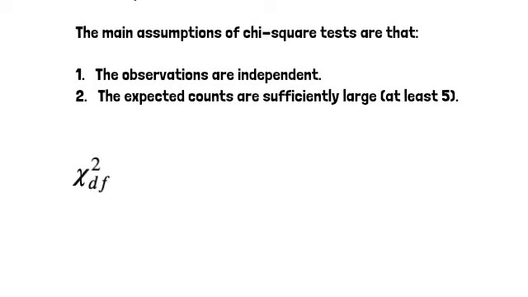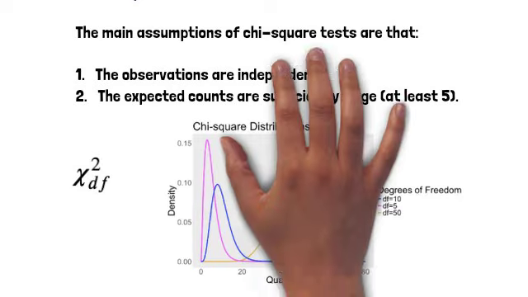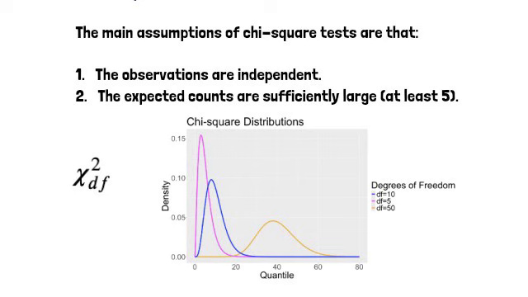The chi-square distribution is characterized by its degrees of freedom. In the plot, we can see that the distribution is right skewed, but as you increase the degrees of freedom, it approximates a normal distribution.